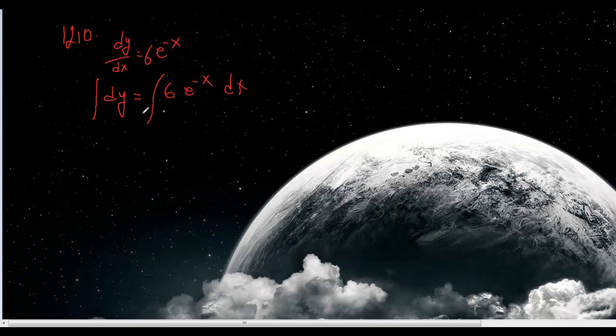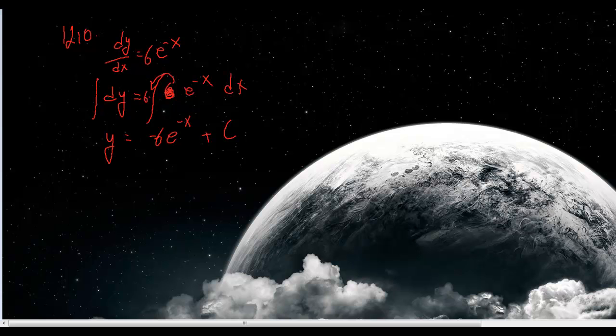Let's integrate both sides of this. We're going to get y on this side. This is a constant, so we can just toss it here. So it'll be negative 6e to the minus x plus c. That's the integration of this.